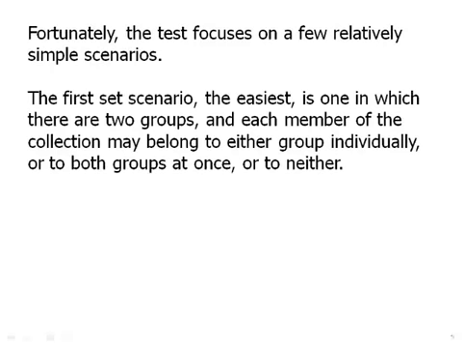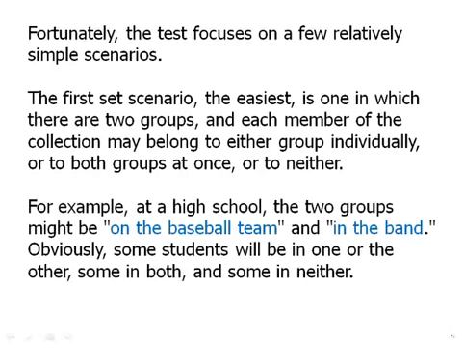The first set scenario, the easiest, is one in which there are two groups, and each member of the collection may belong to either group individually, or to both groups, or to neither. For example, at a high school, the two groups might be on the baseball team and in the band. So some students, the athletic students, will just be on the baseball team. The musical students will just be in the band. There may be some students who are both athletic and musical, so they're going to be in both. And then there may be some students who are not athletically inclined or musically inclined, and they're going to be on neither team. So that's an example.